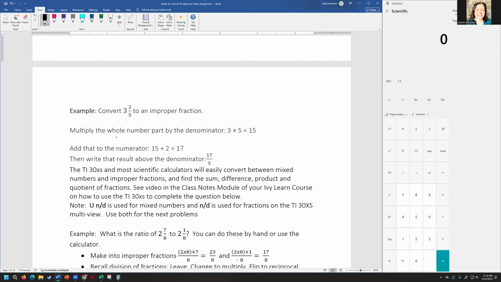Now, we do highly recommend, because you need a handheld calculator for your exams, the TI-30XS is a good one to have for this class, mainly because it is really easy to work with fractions in that calculator. We have a video that we reference in the class notes modules on how you can use that calculator to do those things. So these are just some of the keystroke buttons that are used. So this U, which is our whole number, and numerator over denominator is used for mixed numbers if you're using that calculator, and just the N/D button is used for fractions.